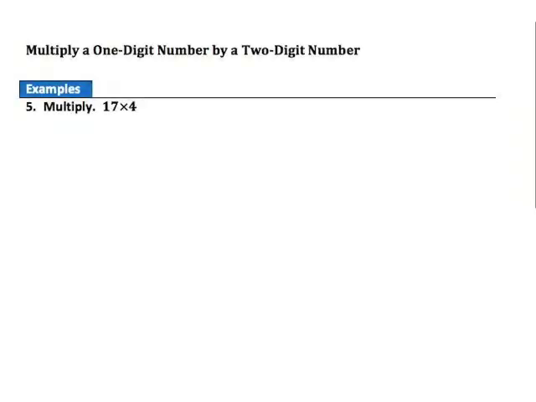Multiply a 1-digit number by a 2-digit number. Example 5, I'm asked to multiply 17 times 4. Typically when I multiply, I write the larger number on top and the smaller one below. Just like with addition and subtraction, I start with the smallest place value. The first thing I'm going to do is take 4 times 7. Well, 4 times 7 is 28. And notice that I get an answer that has a digit in the ones place. The 8 is in the ones place.